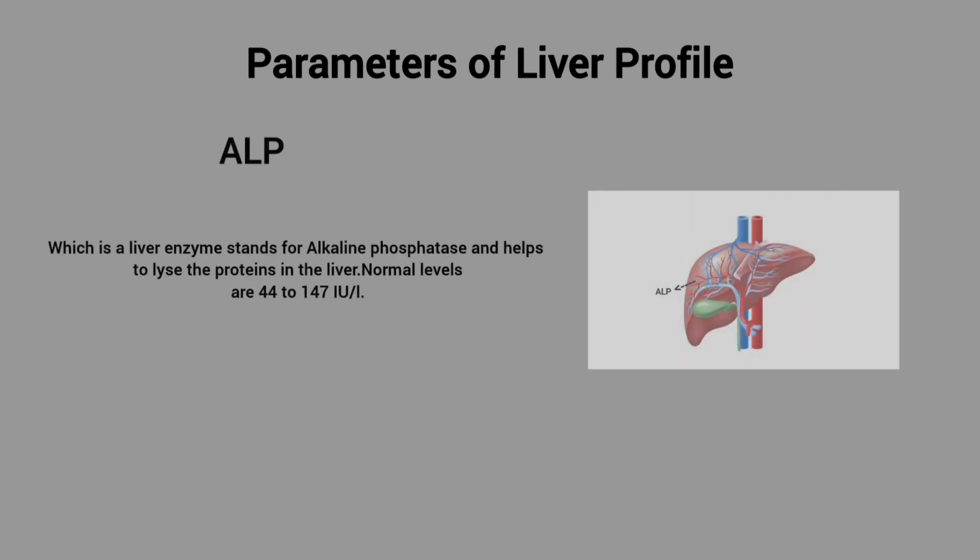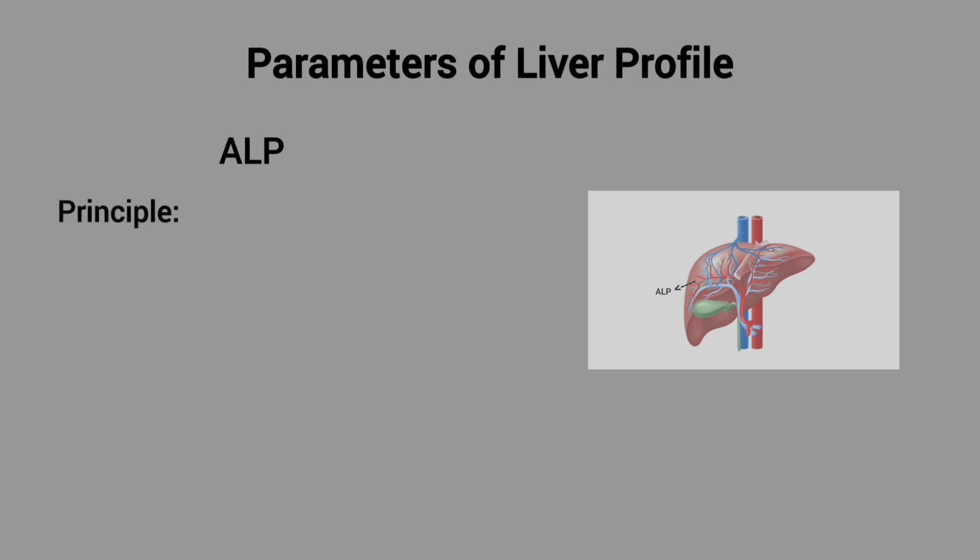First of all, we have ALP, which is a liver enzyme, stands for alkaline phosphatase, and helps to lyse the proteins in the liver. Normal levels are 44 to 147 international units per liter. It works on the principle that it catalyzes the breakdown of 4-nitrophenyl phosphate, forming free 4-nitrophenyl and inorganic phosphates, whose concentration is proportional to the activity of ALP in the serum. The reaction is monitored at the wavelength of 405 nanometer.